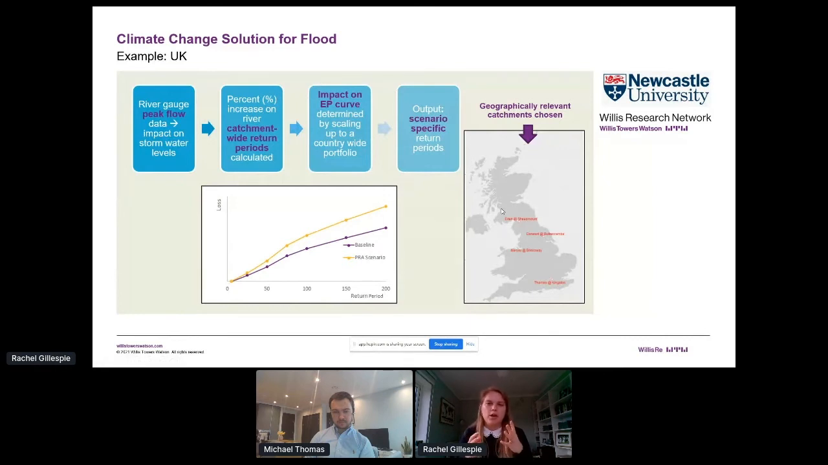If we're just quickly looking at this image on the right-hand side, we specifically chose geographically relevant catchments. To work out which ones are geographically relevant, we have a look at spatial data: how close are they to lots of different catchments? Are they representative of where people are living? What types of soils are in there? All of those things would affect your drainage and how water might pool in certain areas.